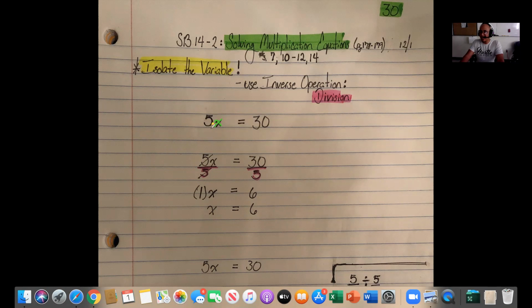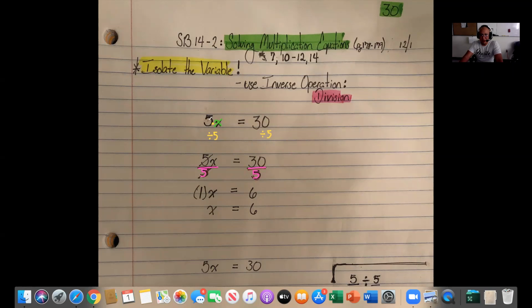We want to get rid of that multiplication by 5. So what's the opposite of multiplying by 5? It's dividing by 5. So I'm going to divide by 5, and whatever I do to one side, I'm going to do to the other side as well. Another way to express division is to simply use the fraction bar. I prefer using the fraction bar. I think it's just easier. I think it makes more sense. So I'm going to divide both sides by 5 so I can isolate the variable.